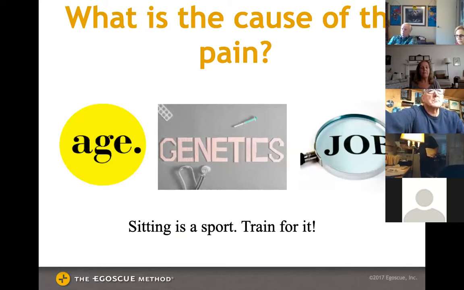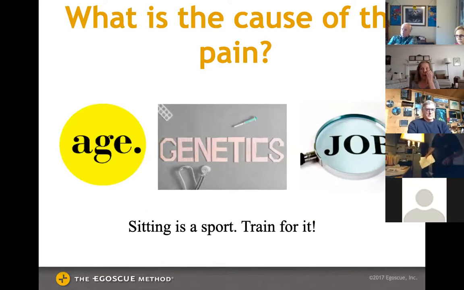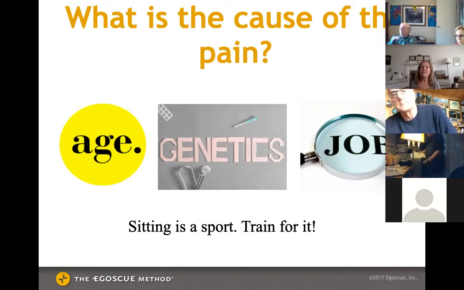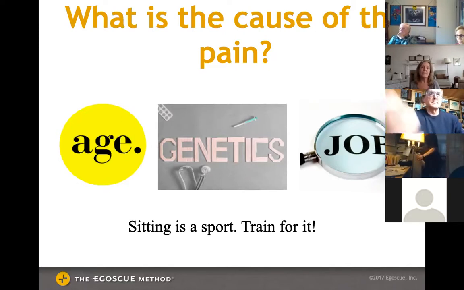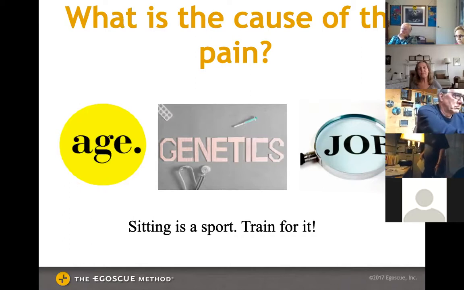Their age is a common one, the genetics, their job. Whenever people talk about their age, I always ask them, well, how old is your other knee, right? You've got this problem on your right knee. It's apparently because you're getting old. Well, your left knee is just as old, right? So it's not really a true reason. I mean, yeah, there's a natural aging process, but it doesn't have to cause you pain.